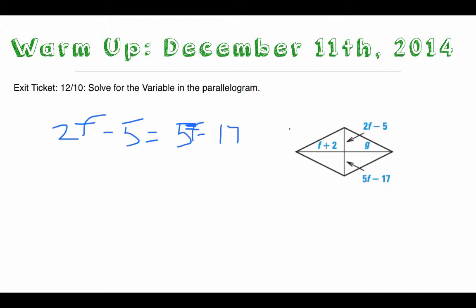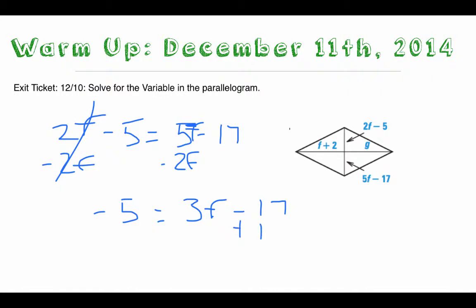All right, so I probably want to subtract that 2f from this side, so we'll start with that. Subtract 2f from both sides, get a negative 5 as these cross out, equals 3f minus 17. The next step is to add 17 to both sides, and you're left with 12 equals 3f. So now that you have 12 equals 3f, you know pretty simply to divide both sides by 3, and you should come up with f equals 4.